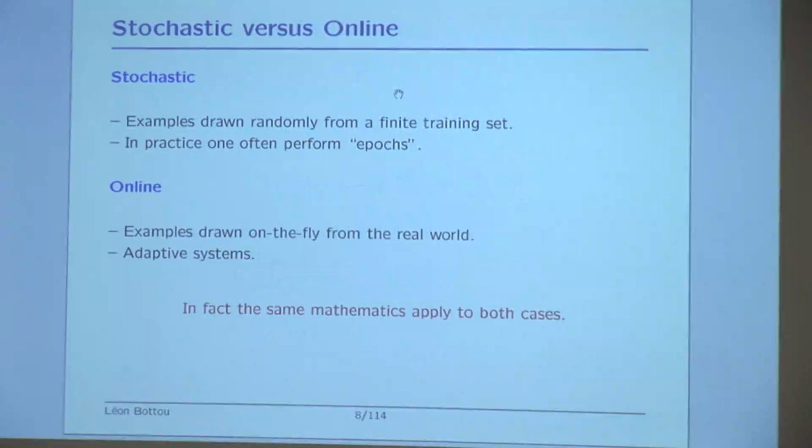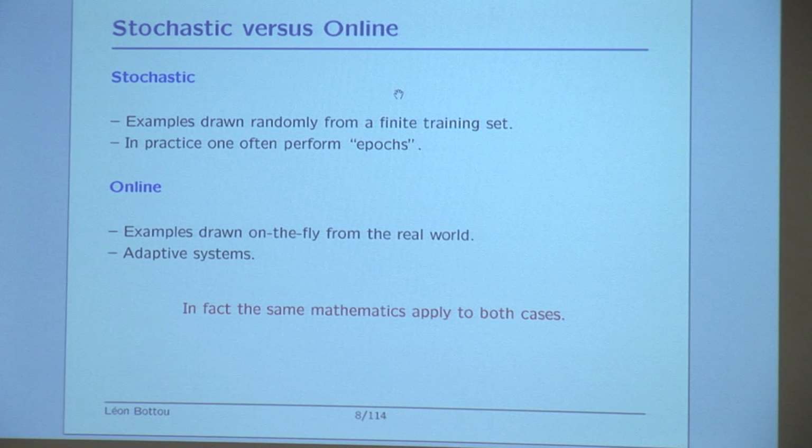And in fact, you can see two slightly different setups that are very connected. One is the stochastic setup. You have a training set. You draw an example randomly from the training set. But in practice, it's not what we do. We just shuffle the training set and go sequentially. And if you do that, you're going to converge to some optimum that's specific to the training set.